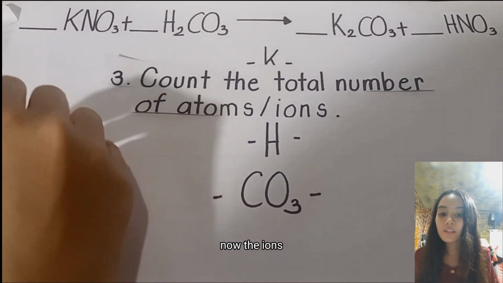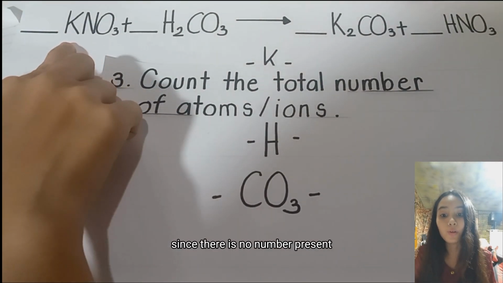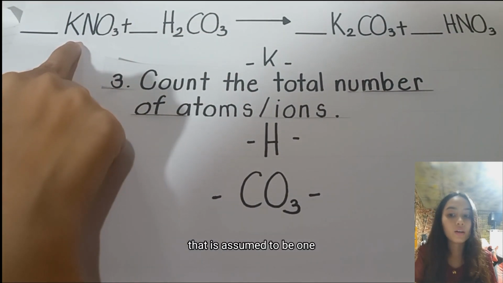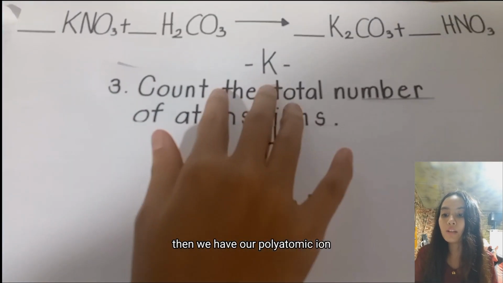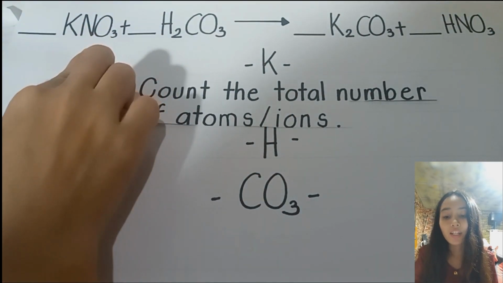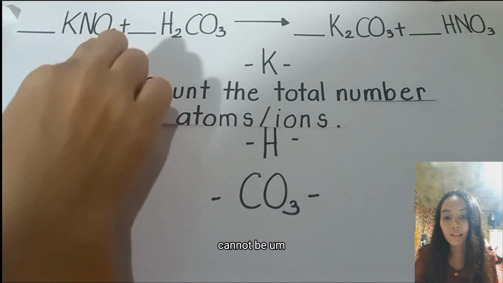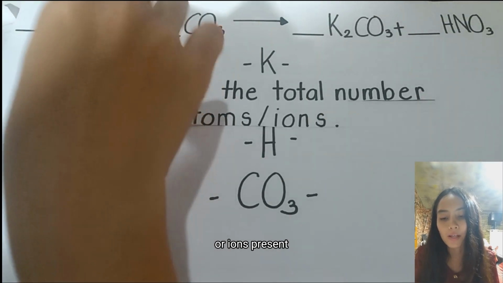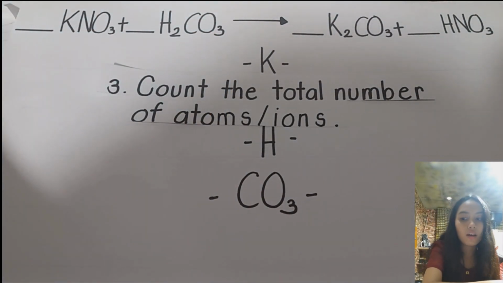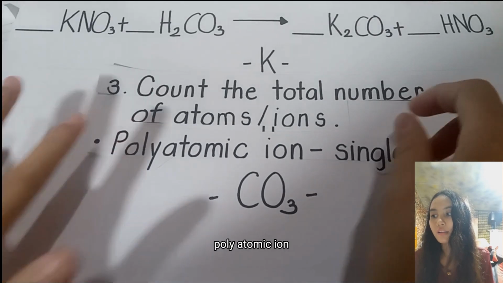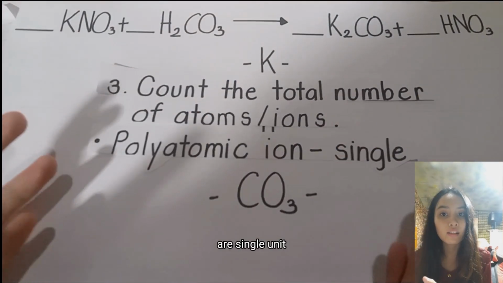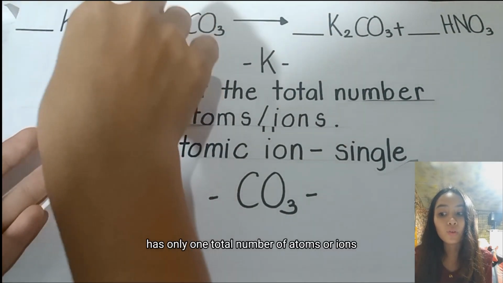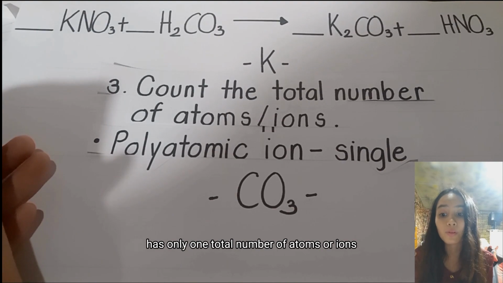Now, for the ions present in potassium, since there is no number after potassium, that is assumed to be 1. Then we have our polyatomic ion, which is nitrate. Now, we cannot say that nitrate has 3 atoms or ions present, since this is a polyatomic ion. Polyatomic ions are single units. So we need to say that NO3 negative has only one total number of atoms or ions.